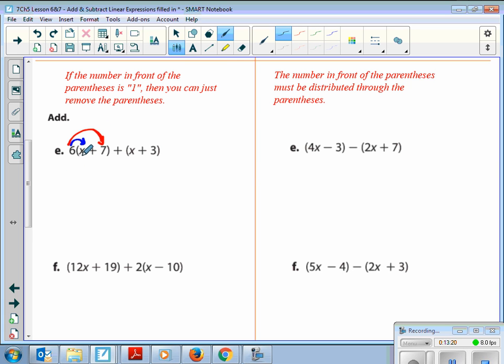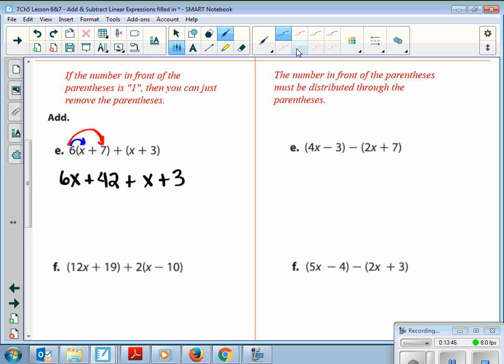So we end up with 6 times x is 6x. And then we have 6 times a positive 7 is a positive 42. You see how I said positive in there? Plus, now here we can just take the parentheses away because we have a positive 1 in front of the parentheses. Does everybody see that? So this is just going to be plus x plus 3.